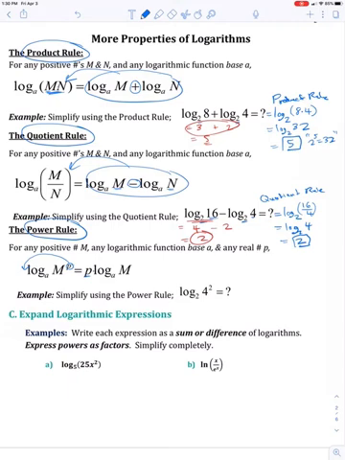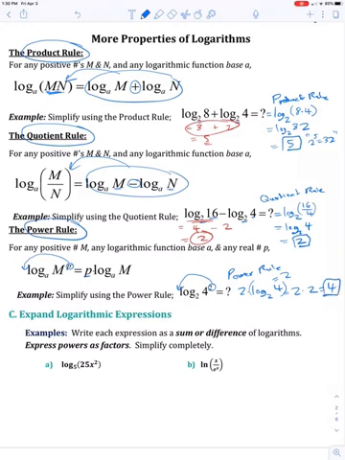So let's simplify using the power rule. How about log base 2 of 4 squared? Well, applying the power rule, here's our power, right? We can bring it out in front. So that's equal to 2 times log base 2 of 4. And we know that's equal to 2 times 2, because log base 2 of 4 is 2, since 2 squared is 4. So we end up with 4, right?